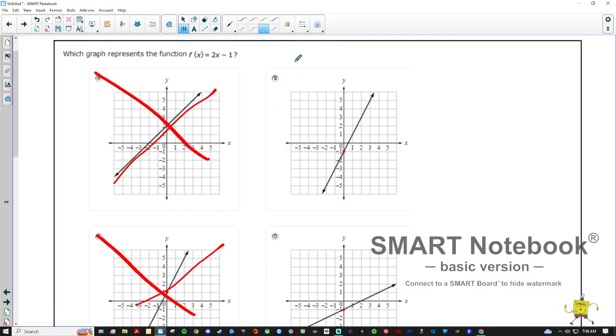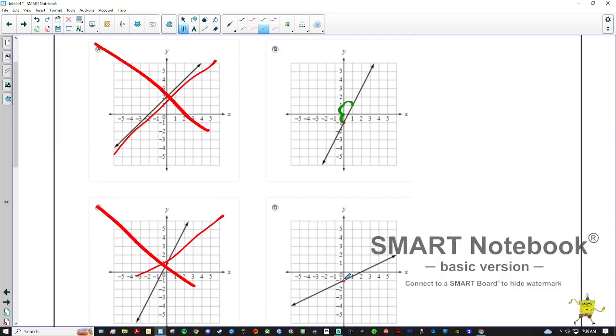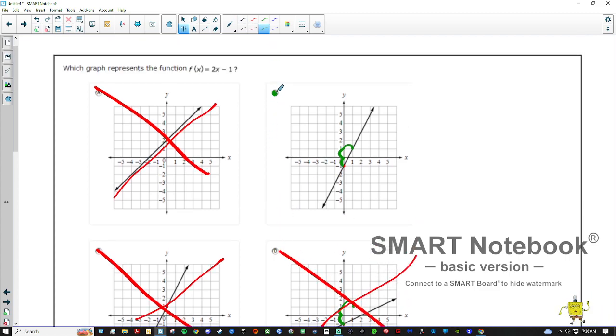Our slope is 2, so we need to be able to go up 2 over 1. Up 2 over 1. Okay, that doesn't work. So our answer must be B. You can also plug them into Desmos and check there.